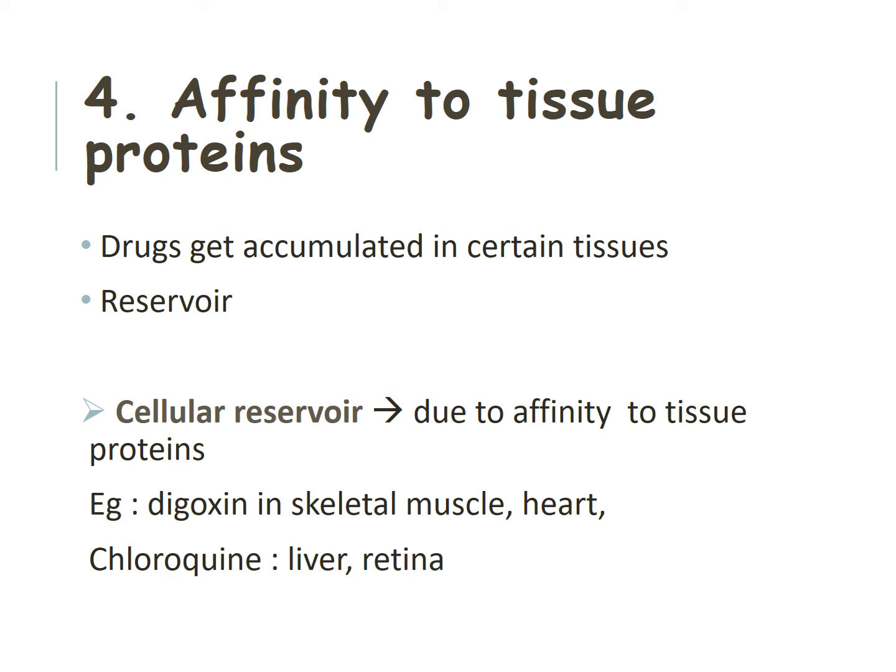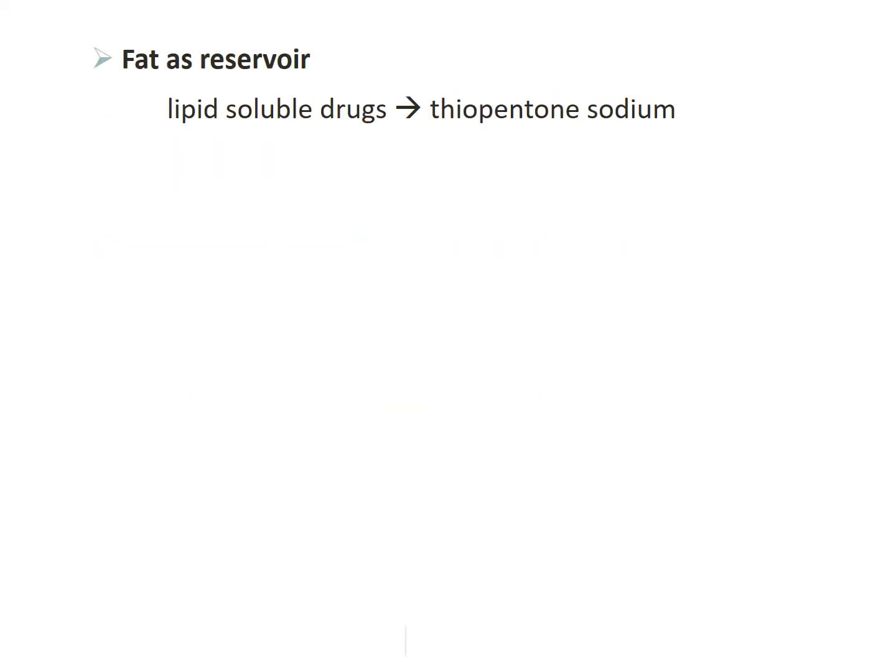For example, cellular reservoir due to affinity to tissue proteins. Digoxin has an affinity towards skeletal muscle and heart. So when we give digoxin, the majority of the drug will be distributed or stored in the skeletal muscle and the heart. And again, it can lead to complications of the heart also. In the same way, chloroquine has an affinity towards the cells in the liver and also in the retina. So they will be precipitated in the liver or retina.